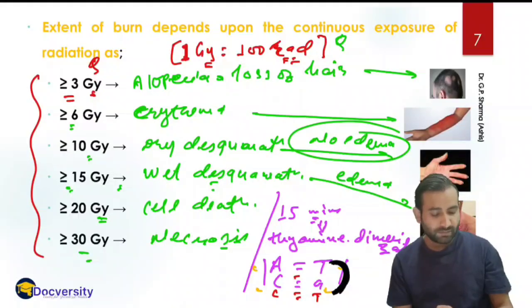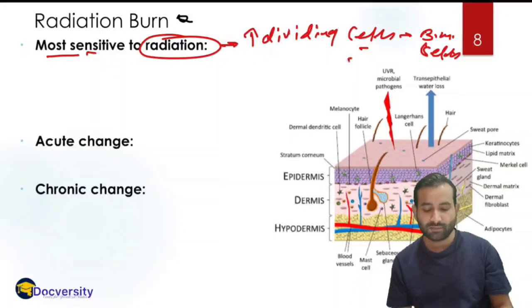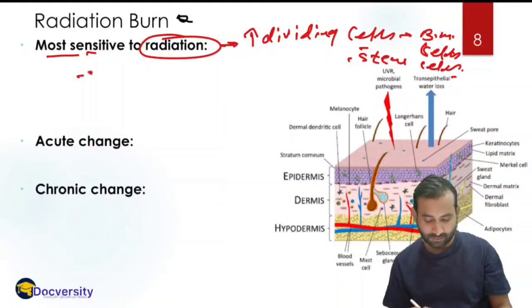So we have the cells most sensitive to radiation. What are the cells most sensitive to radiation? I said already: highly dividing cells in the body. For example, bone marrow cells or other tissue stem cells, right? Plus within the skin we have the hair follicles. You can see over here, hair follicles, right?